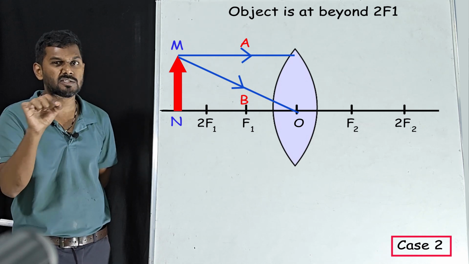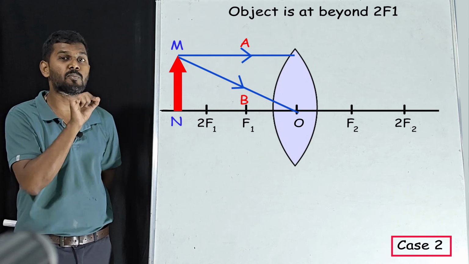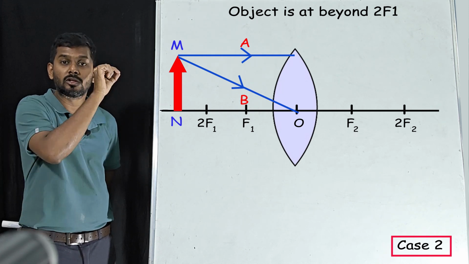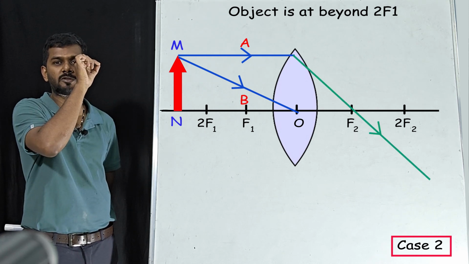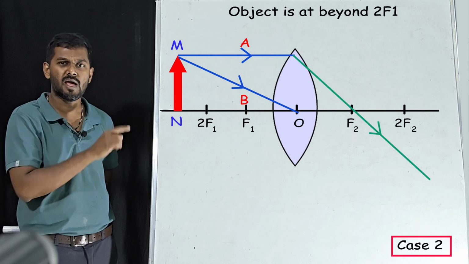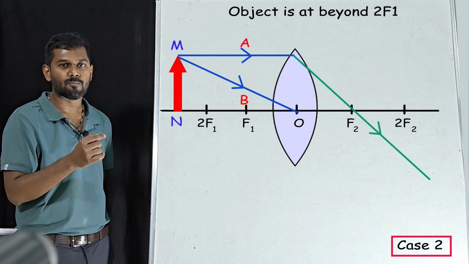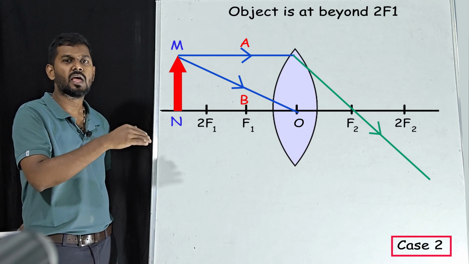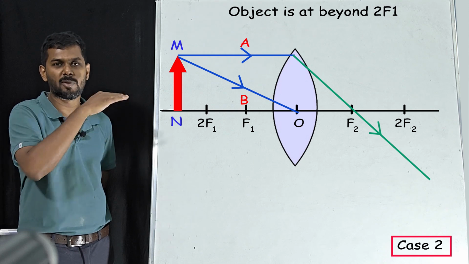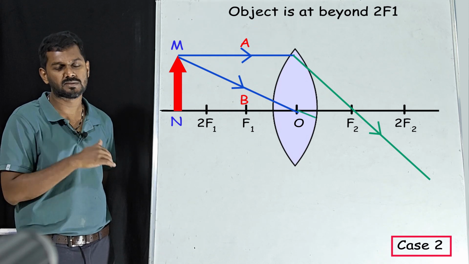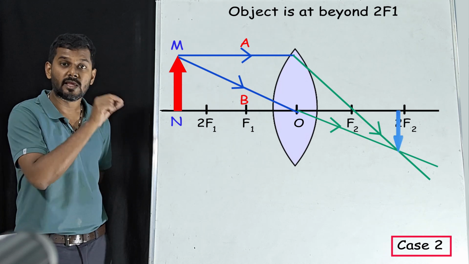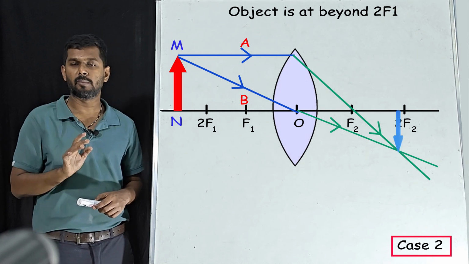Converge means move towards the principal axis, but where will it pass? If it is parallel, it will always pass through f2 after the refraction, like this. Then the second ray B, it is passing through the optic center, so there will be no deviation. It passes straight. So where these two rays meet, there we are going to get the image.